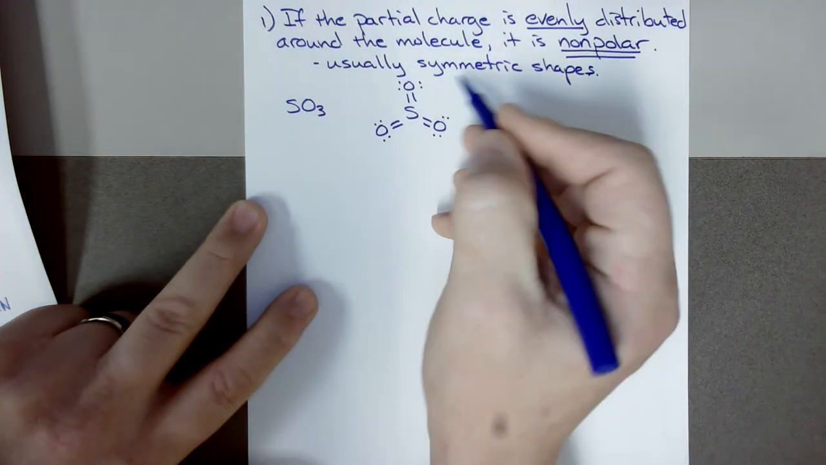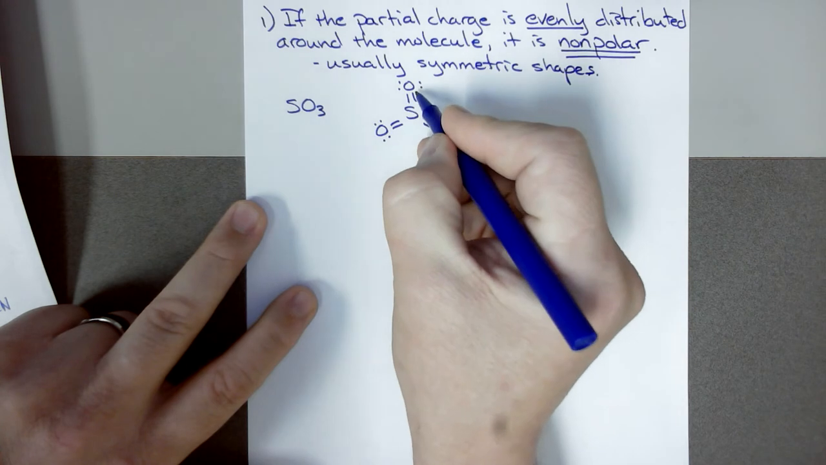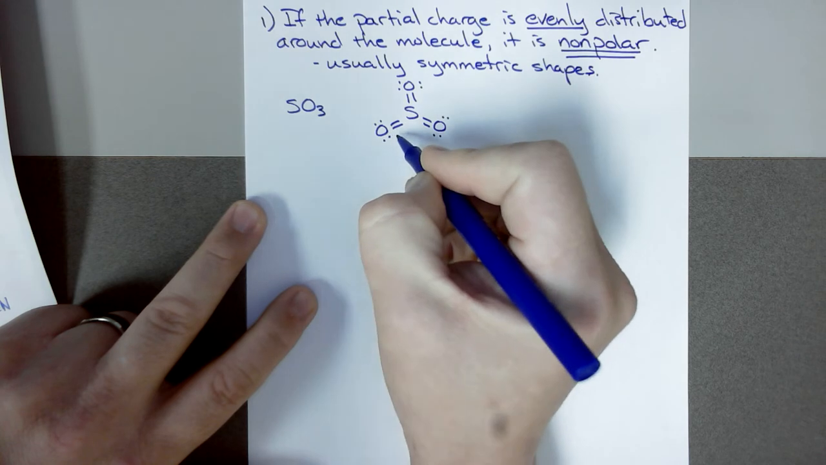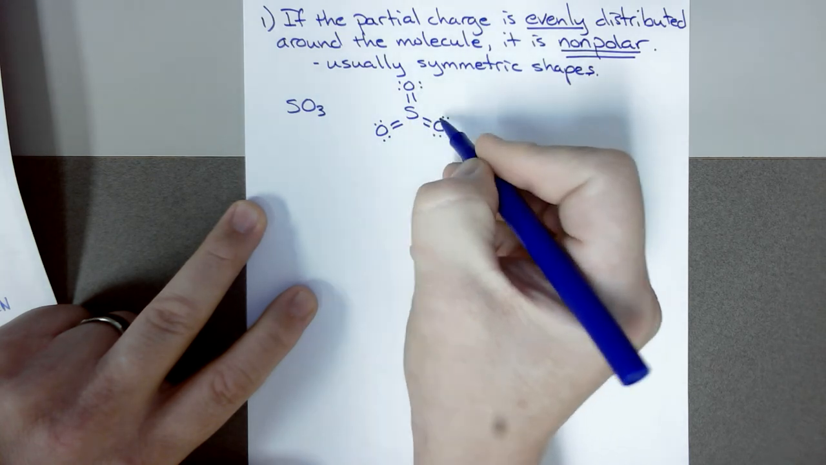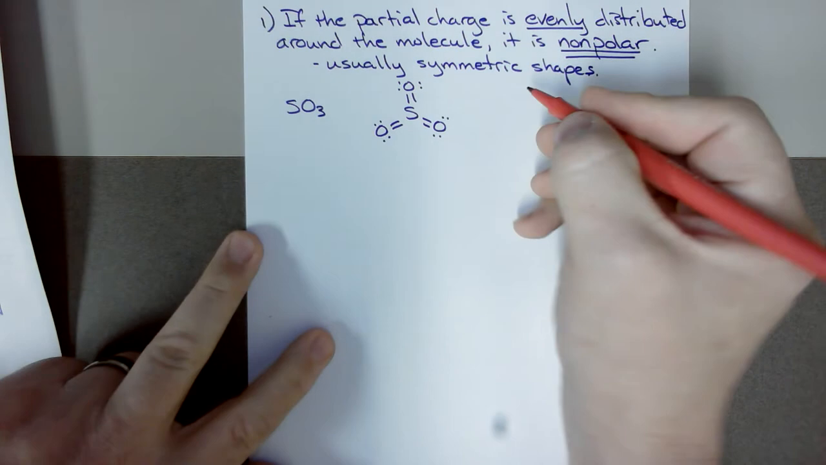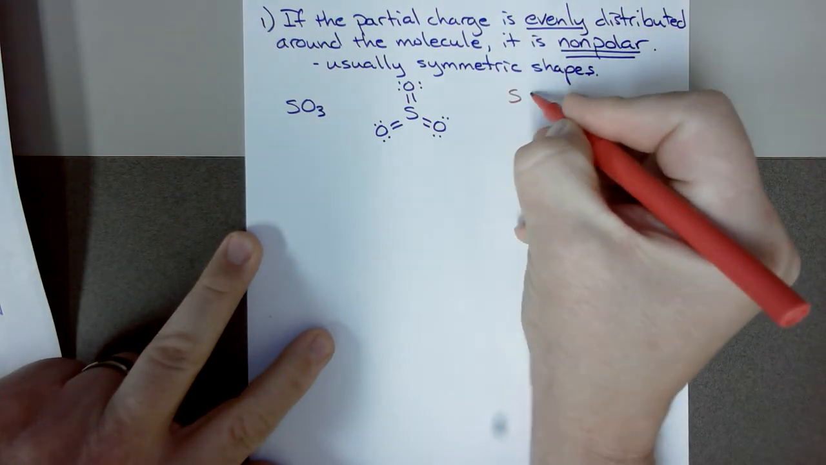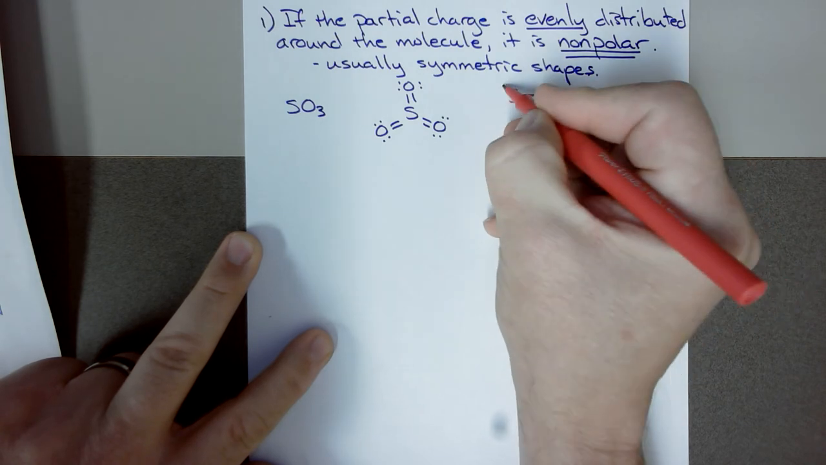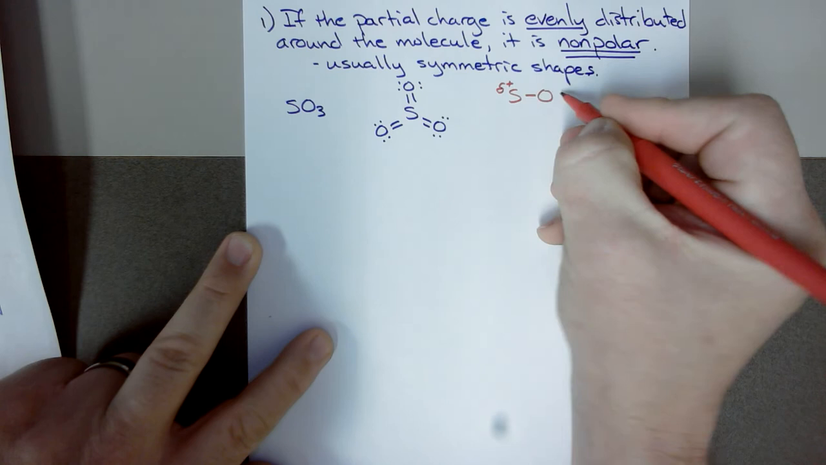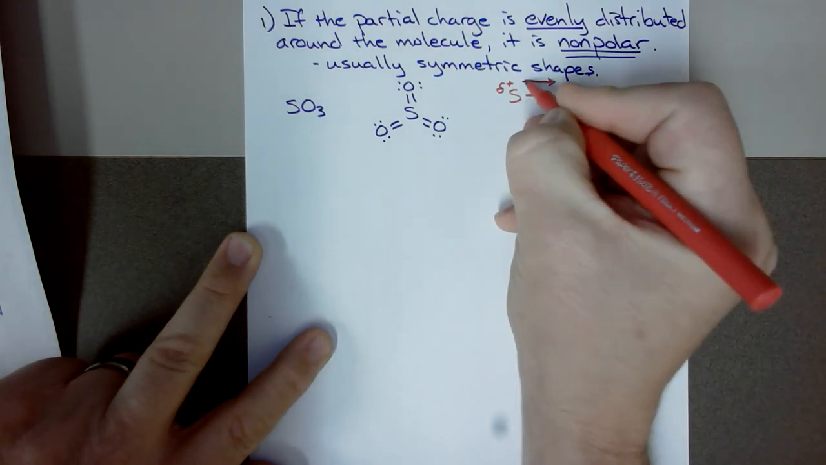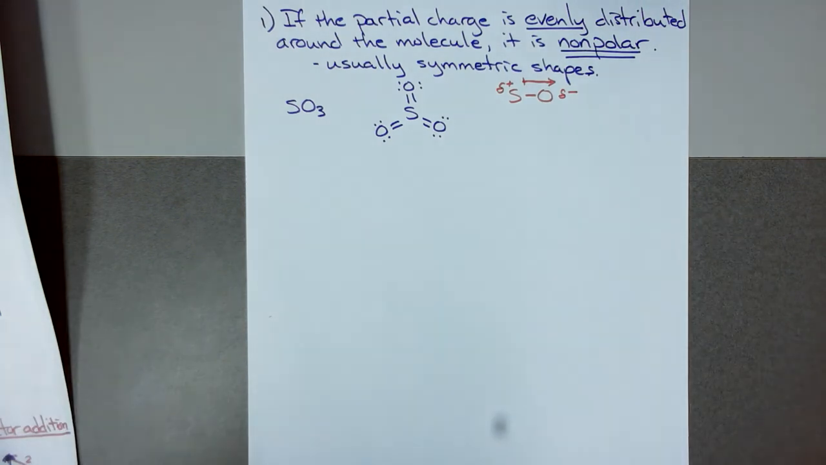And we notice that it is a symmetric shape. In other words, it's got 120 degrees between each of these. We also remember looking at the sulfur oxygen bond itself. With this being a 2.5, this is the partial positive part, and this is the partial negative, and we have a dipole in this direction for the oxygen sulfur bond.